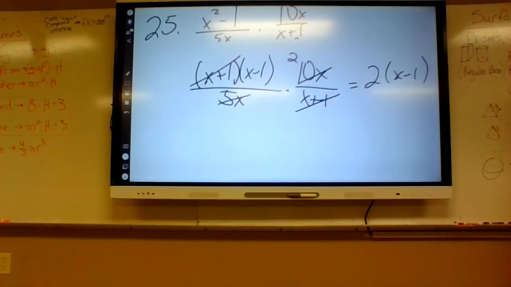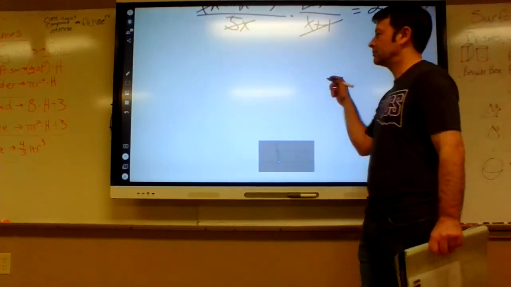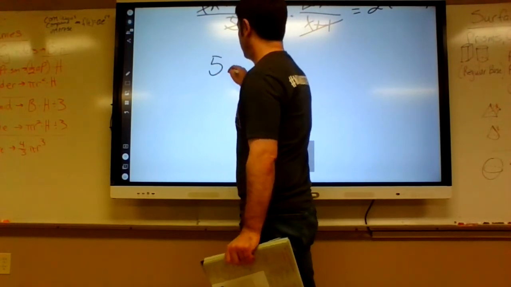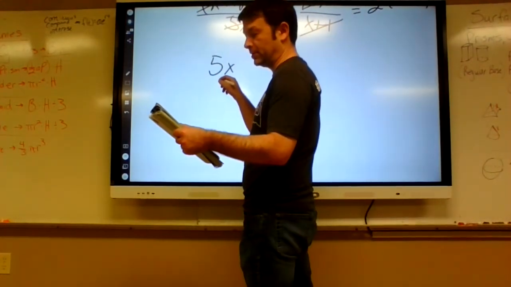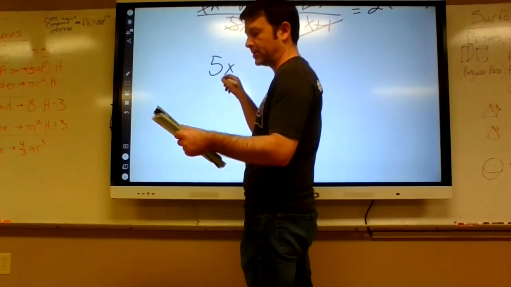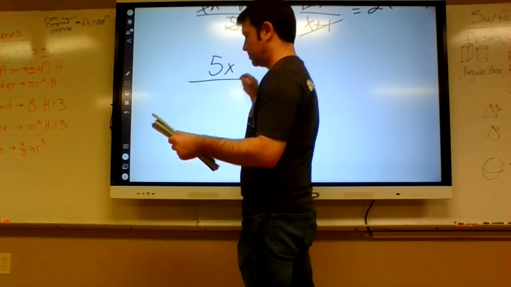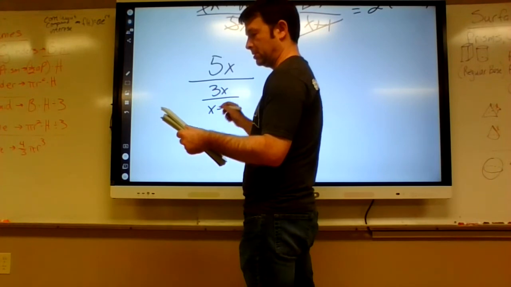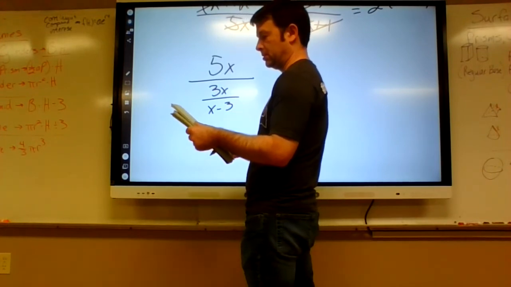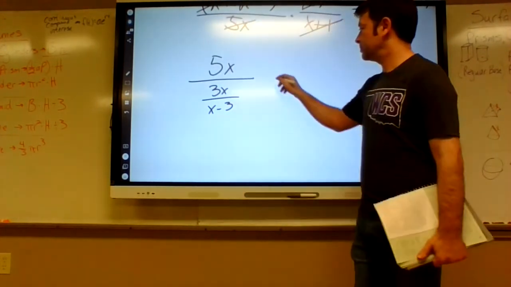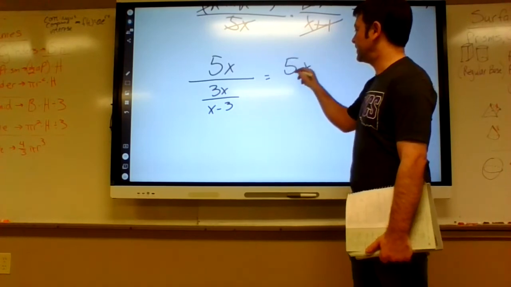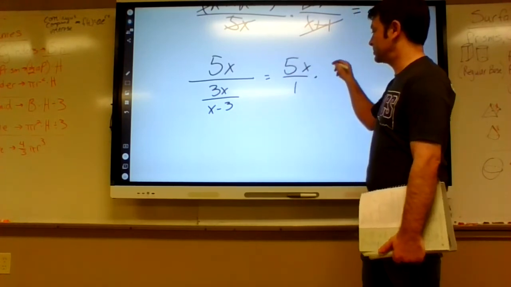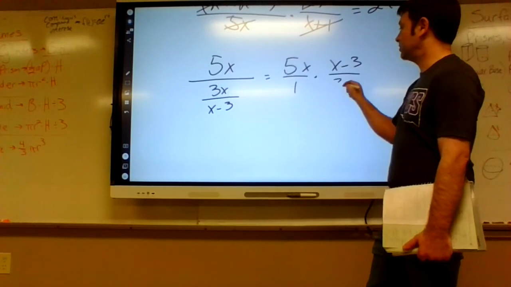26 does look a little bit different. You guys know how we're going to set that one up? 5x over 1 is basically, yeah, you can think of it as 5x over 1 divided by 3x over x minus 3. So it's 5x over 1 times x minus 3 over 3x.